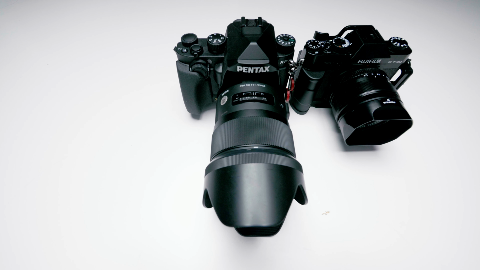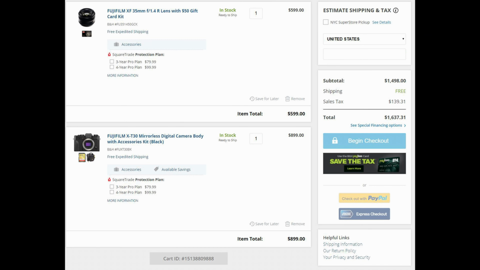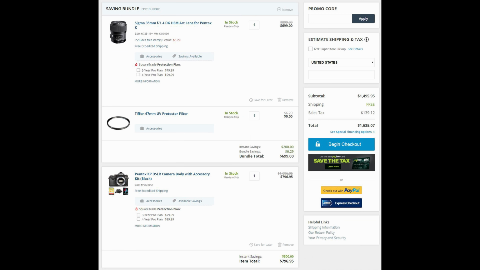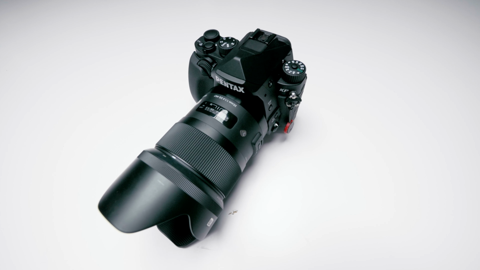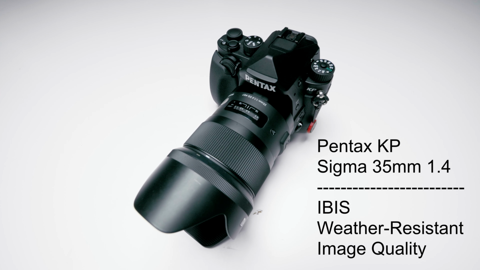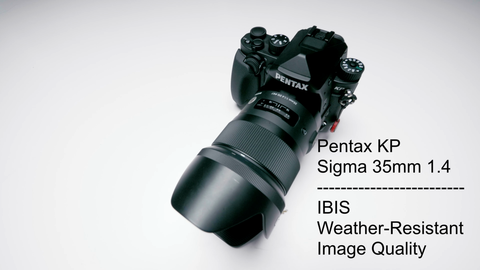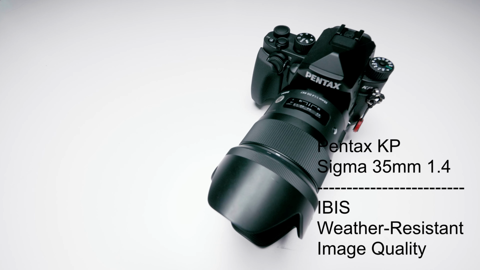Let's say if you're a professional photographer, you only have these two choices. And also keep in mind, these two are actually the same amount of money. Which one would you end up buying? My honest recommendation would be the Pentax KP with the Sigma 35, just because number one, it has IBIS. Number two, it's weather resistant. Number three, it has the best image quality throughout the entire aperture range.